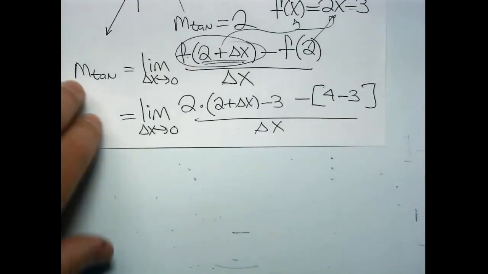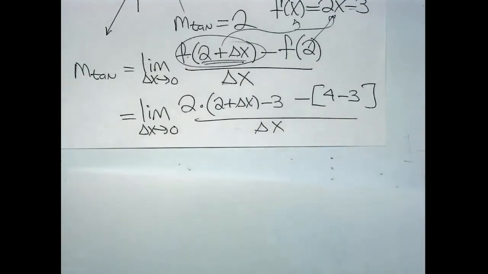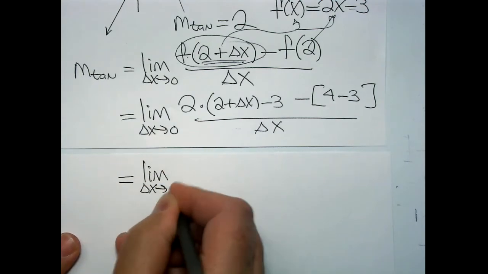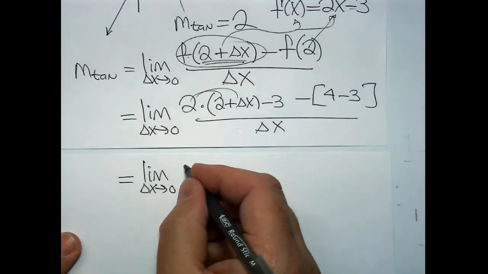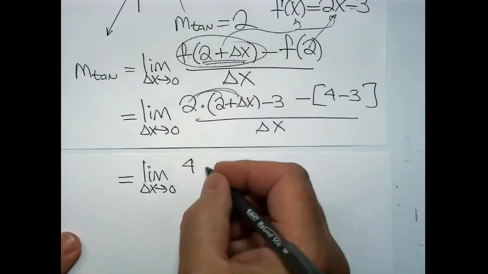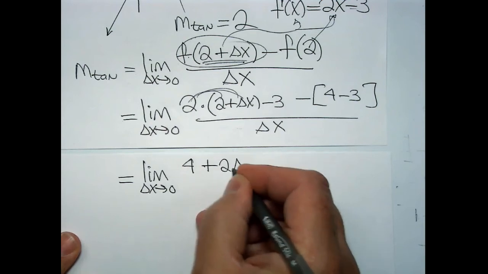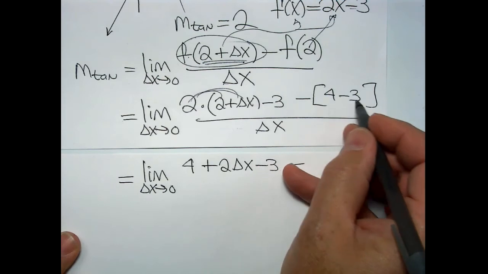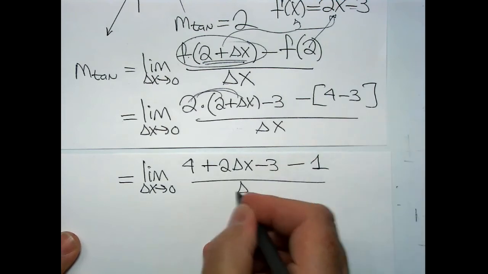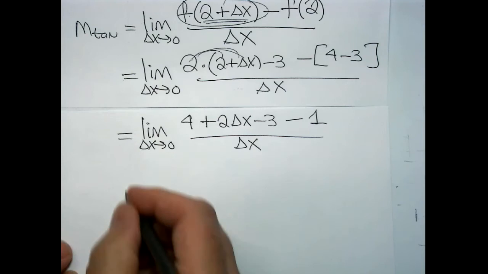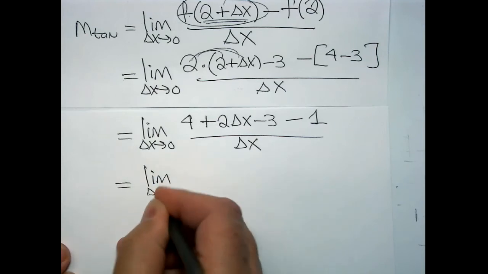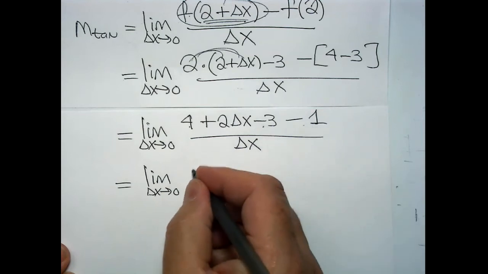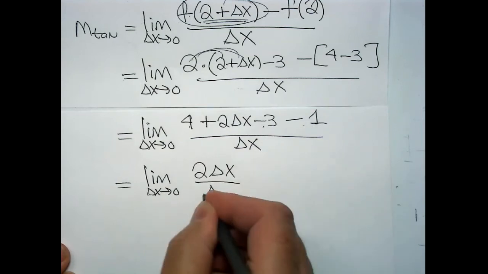Now, it seems ridiculous. It seems like a lot of work to get our answer, but I've got to make sure this formula works on the simplest of functions, which is a line. We should get 2. Distributive law right here: we get 2 times 2 is 4, 2 times delta x is 2 delta x, minus 3, minus (4 minus 3), all over delta x. This is the limit as delta x approaches 0 of, well, 4 minus 3 is 1, minus 1 is 0. The numbers all zero out, and we get this.